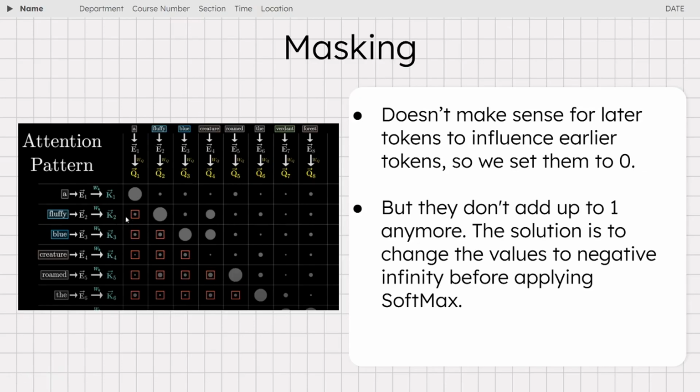So we want to make the values zero so that they're not being calculated with the other calculations or being added with the other calculations. But if we set them to zero, that causes a problem because using softmax, all these values have to add up to one. If you set them to zero just like that, the sum won't add up to one anymore. So the solution is to change the values to negative infinity before applying the softmax.